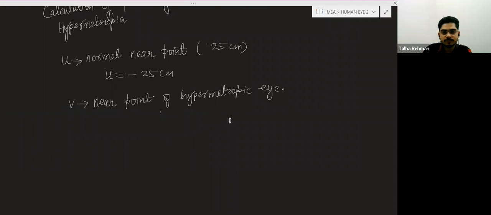One question. They are saying the near point of the hypermetropic eye is 1 meter. What is the nature and the power of the lens required to correct this defect? First of all, we know for correction of the hypermetropia or hypermetropic eye, convex lens will be used.